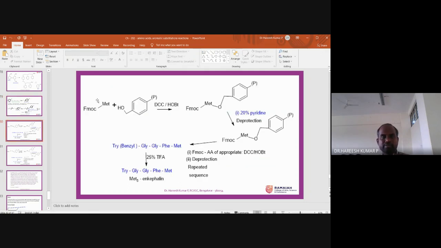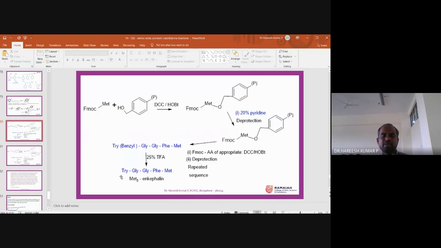So this is the one. This is a methionine. I am talking about a pentapeptide. So what is the pentapeptide? Tyrosine, glycine, glycine, phenylalanine, methionine. So this is the pentapeptide.